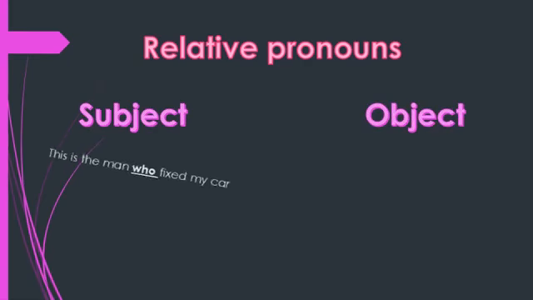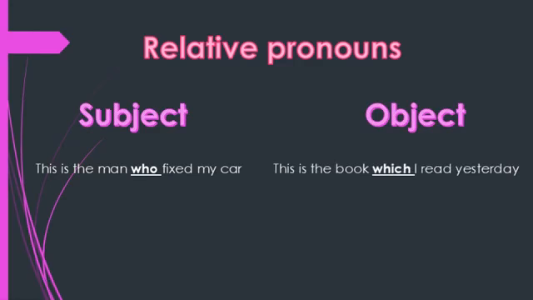What do we mean by each? Look at the example which is given here. This is the man who fixed my car. Where is the relative pronoun? The relative pronoun here is وينه ضمير الوصل who. طيب who here? Why who? Because we are talking about the man. The man is a human, insan, so we use who, not which.